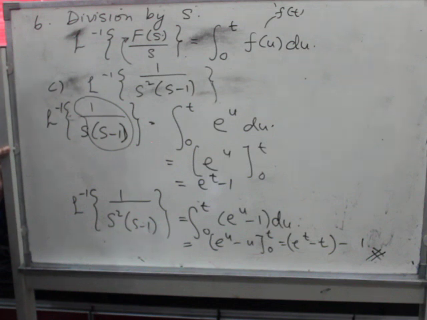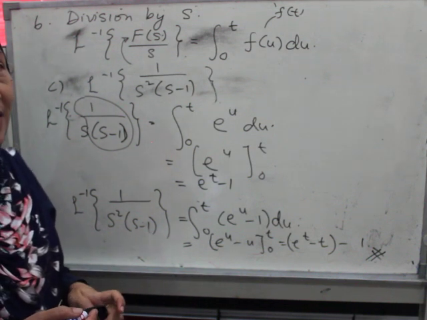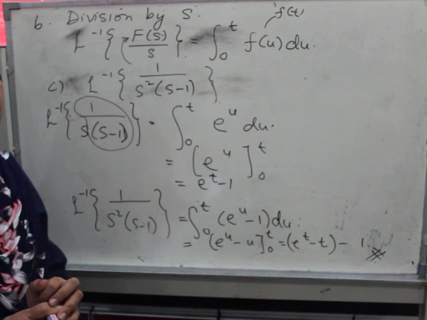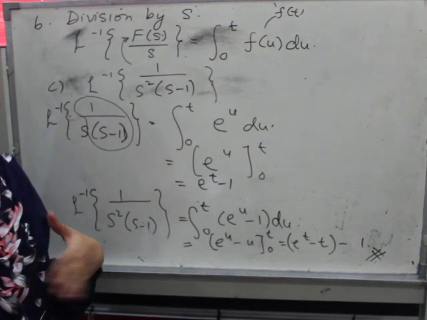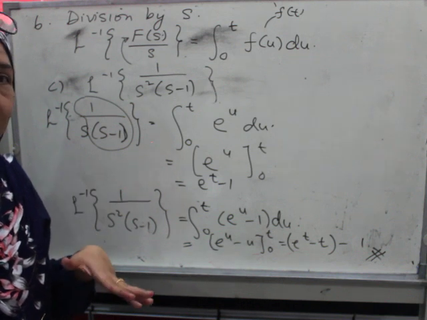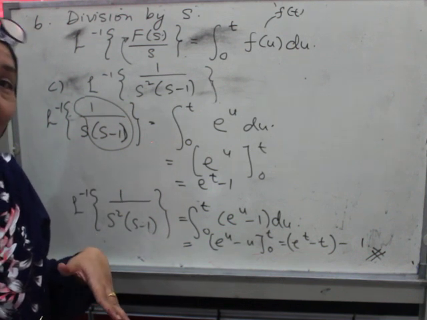Okay, that's all for now for A and C. So that is the division by S property. Now we conclude our Laplace inverse properties. Okay? Bye. Thank you.